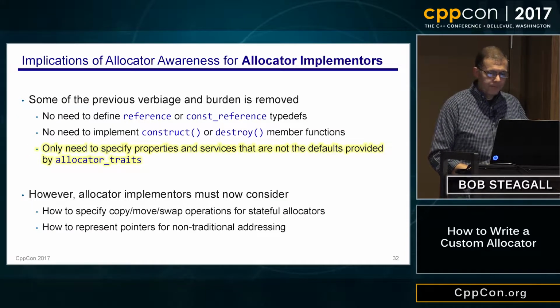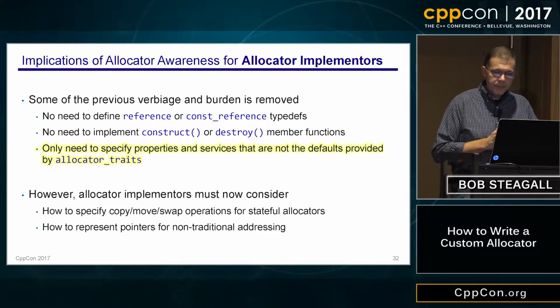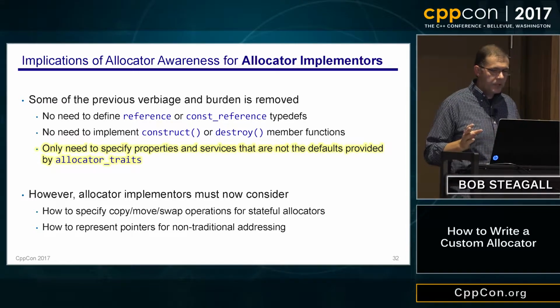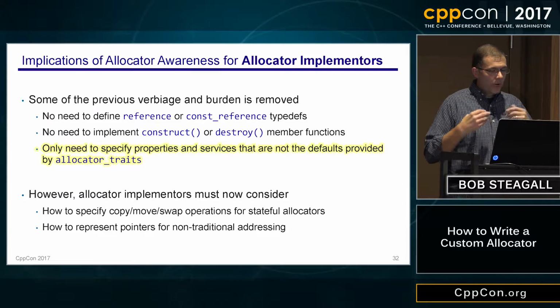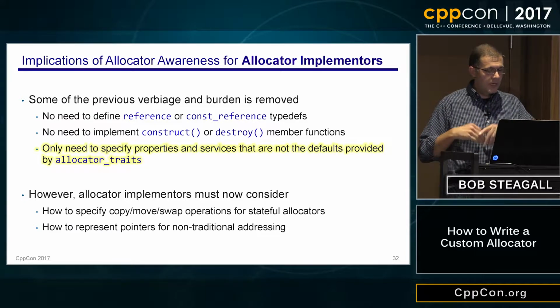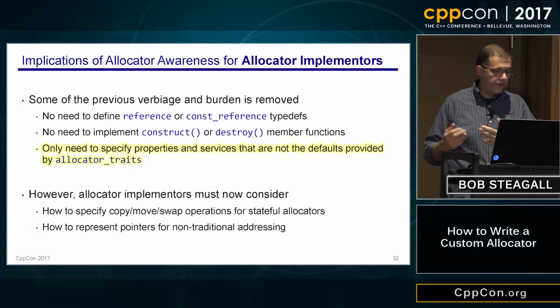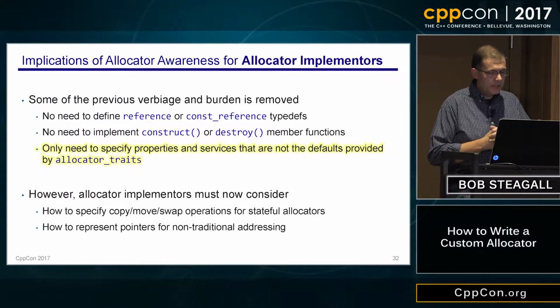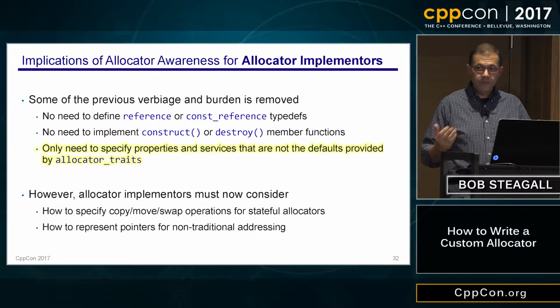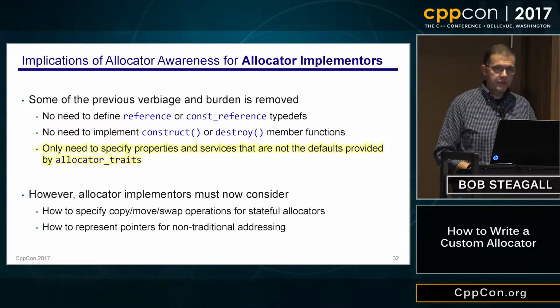For allocator implementers, it was kind of a mixed bag. Part of it was easier and part of it's more difficult. Certainly some of the verbiage was removed. There's no need to implement construct and destroy or have reference or const reference typedefs. And really the work that you need to do is in thinking about what properties and services you want to specify or that you want to override from the ones provided by allocator traits. And that's actually the hard work, deciding for my new allocator, how am I going to specify copy, move, or swap operations if it's stateful? How am I going to represent pointers if I want to use some sort of non-traditional memory addressing model?